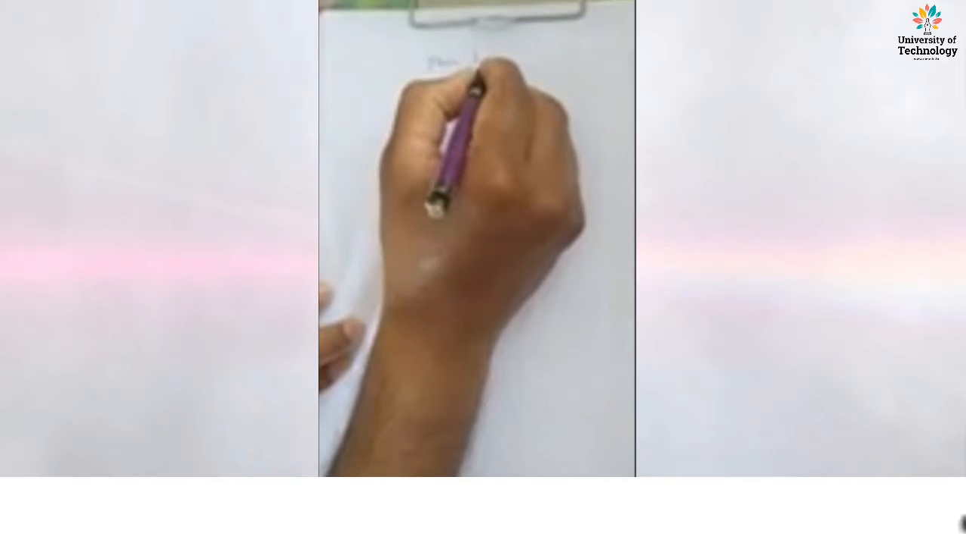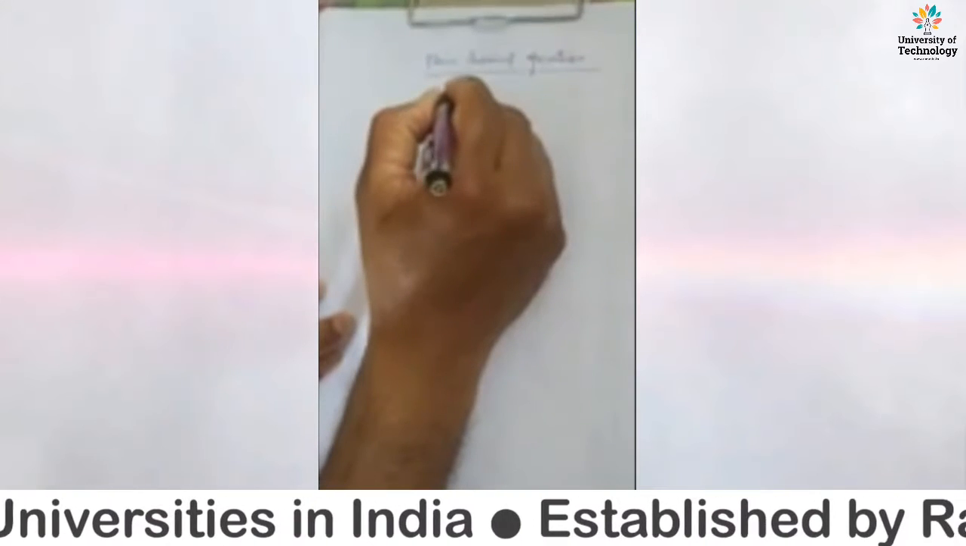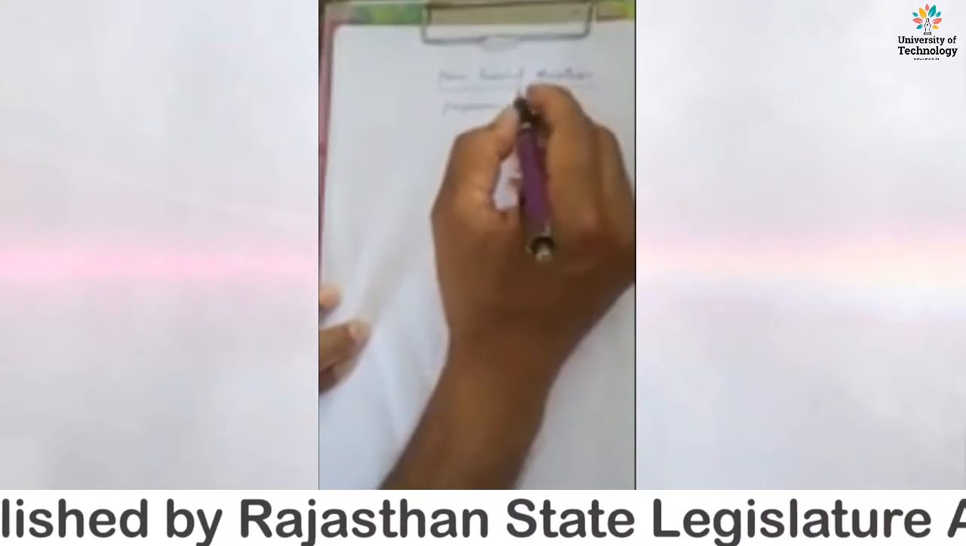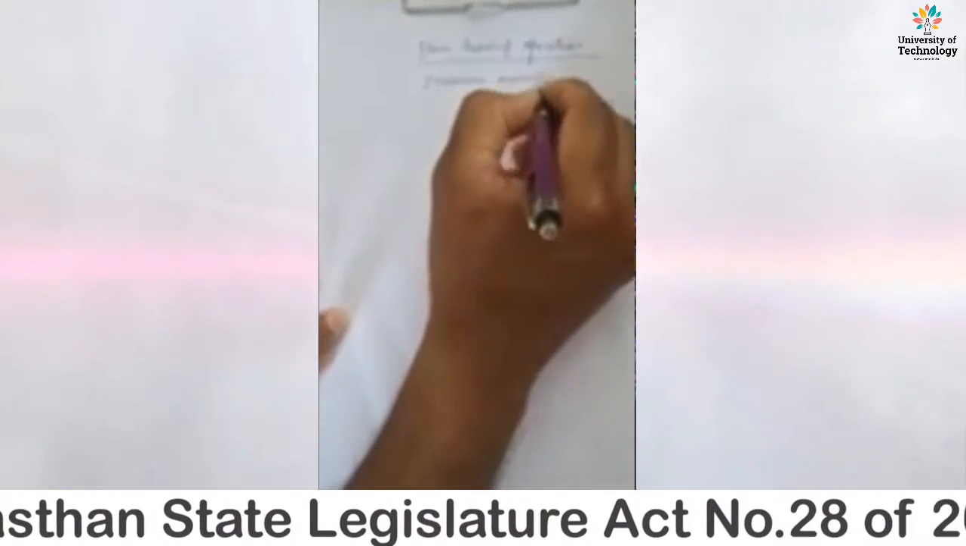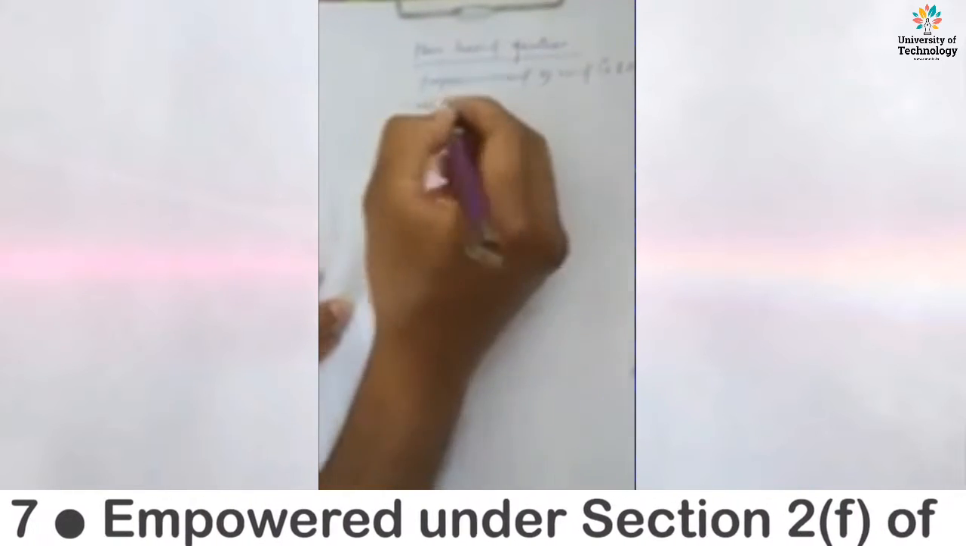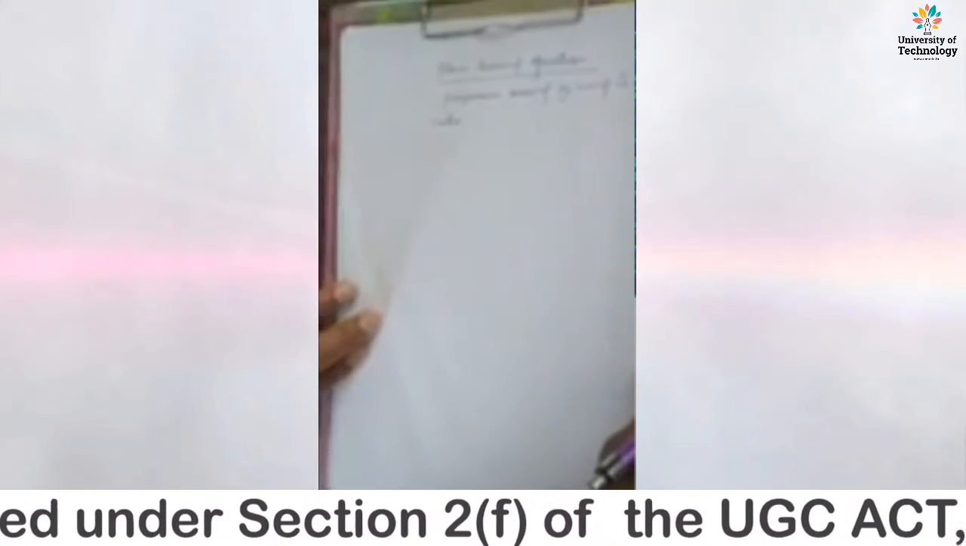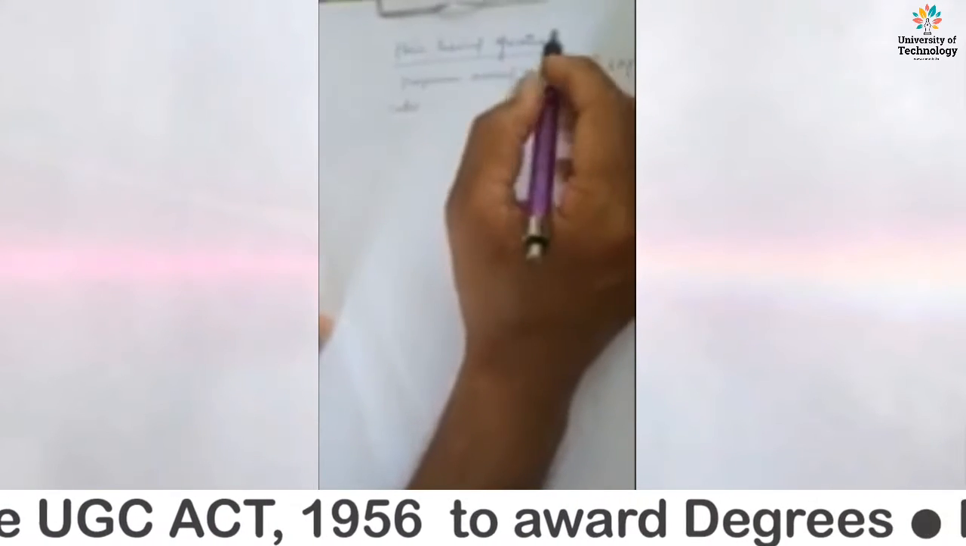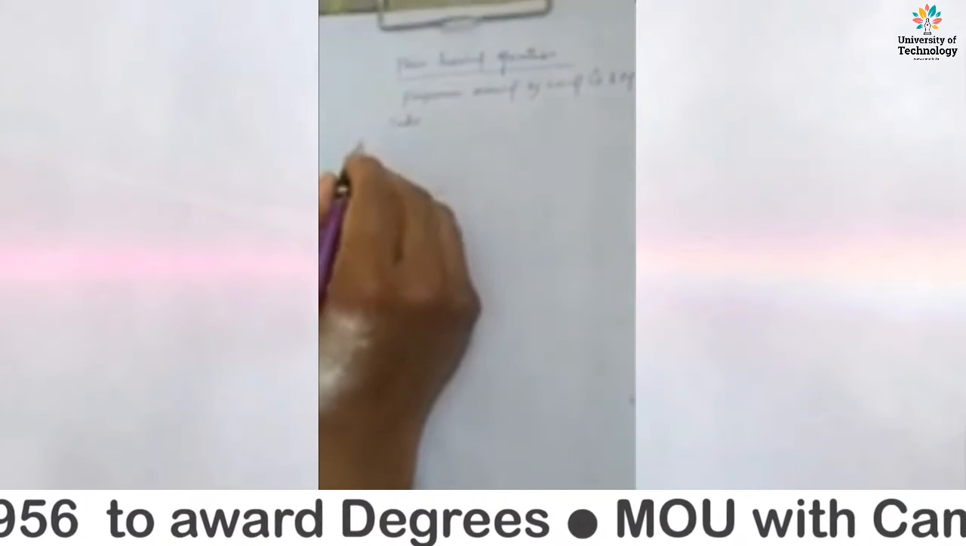Plane turning operation program making by using G and M codes. Here is a striking example for making plane turning operation. The example is here.